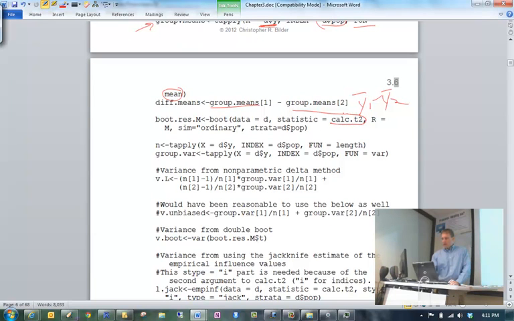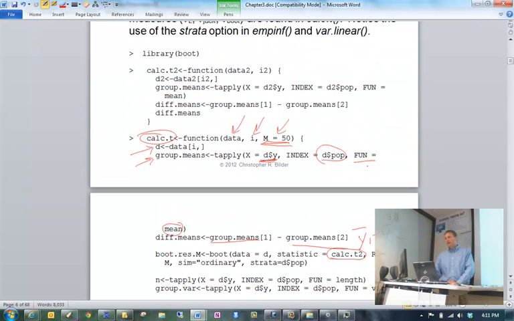Notice I have to write, of course, a new function to say how to calculate my statistic of interest. So I have a calc.t2. We did this kind of thing when we did the double bootstrap. So in calc.t2, I get the corresponding resamples, find y bar 1 minus y bar 2 in the context of these resamples, and then return the difference in means.